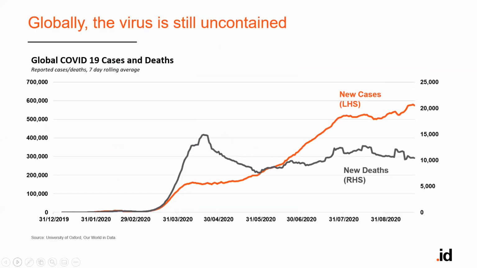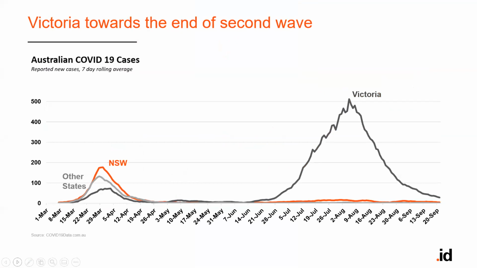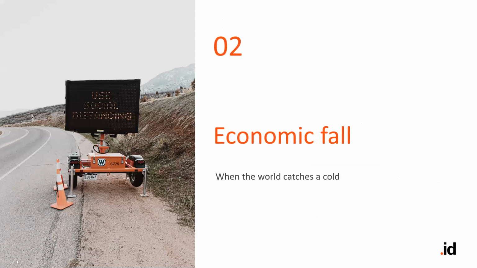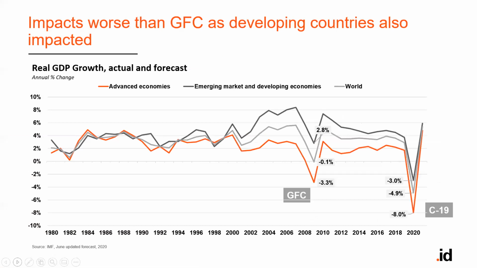And we know that the virus is not yet under control. It is still uncontained, and we see about 60,000 cases every day around the world. We know we're going into lockdown at the moment in Europe, and that has lots of different implications for Australia, particularly with our importing, our exporting, and our population growth. We can see Victoria is coming towards the end of the second wave, and that will present some real opportunities for the Queensland economy. But what we really want to look at is when the world catches a cold, what is that economic fallout? What does that look like?